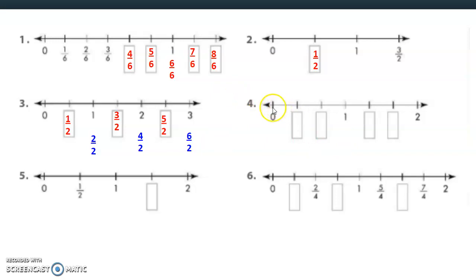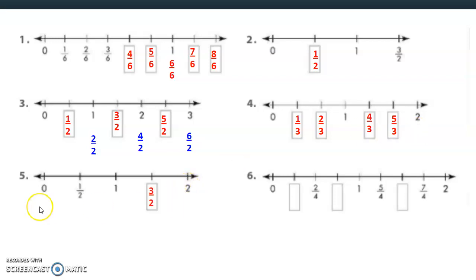Now I can see between 0 and 1, there's 1, 2, 3 spaces, which means my denominator is going to be thirds. So I have 1/3, 2/3. I know that this should be 3/3, 4/3, 5/3, and this would be 6/3 because 6 divided by 3 is 2. So that is another way to help you remember that. Okay, always do that little division.